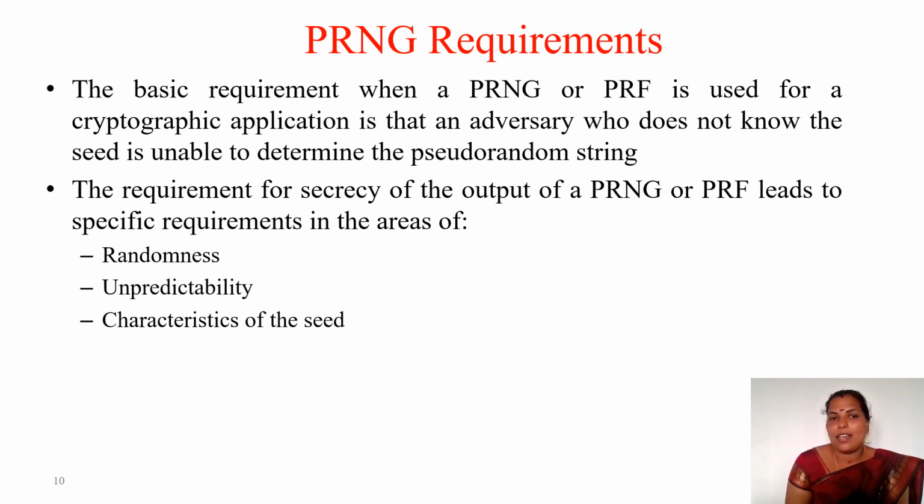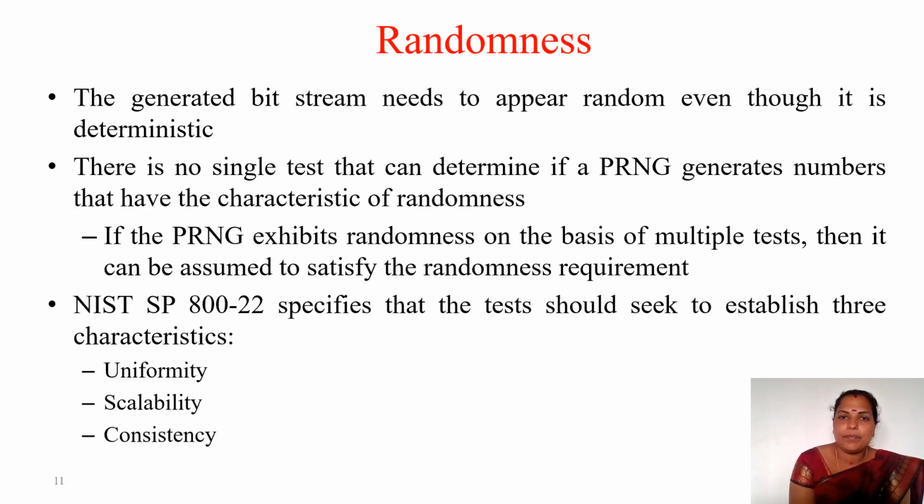So we have to always generate a number in such a way that the attacker can't guess the key. And the requirement for secrecy of the output of the pseudo random number generator or pseudo random function leads to specific requirements in the areas of, you all know the basic properties, that is randomness, unpredictability and characteristics of the seed. Let us see that. So first is the randomness.